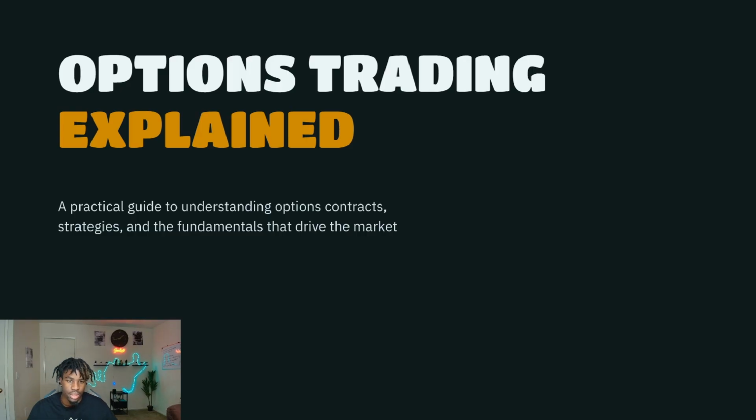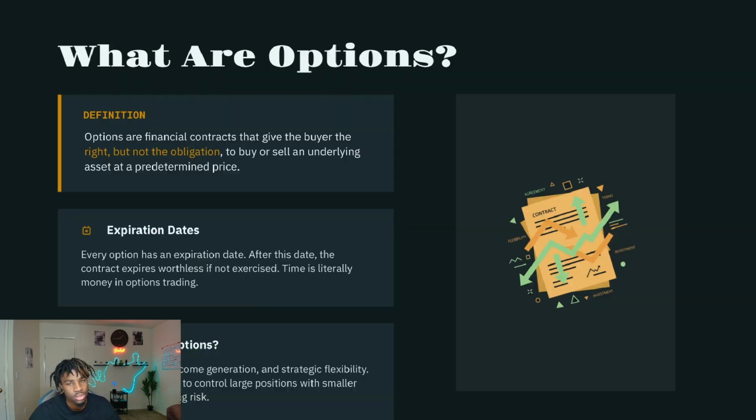So this is going to be a guide on what options are, and I'm going to be explaining all of the basics so you're able to understand them. We're going to go over literally everything a beginner should know about options, and let's get into it. So what are options? Options are a financial contract that give the buyer the right, but not the obligation, to buy or sell an underlying asset at a determined price.